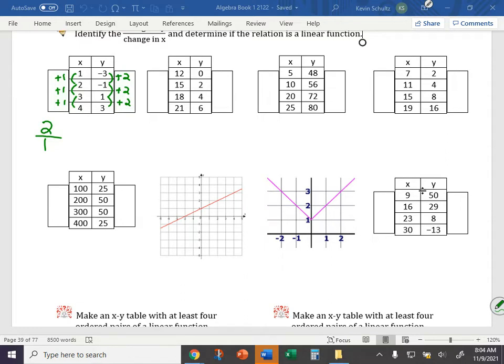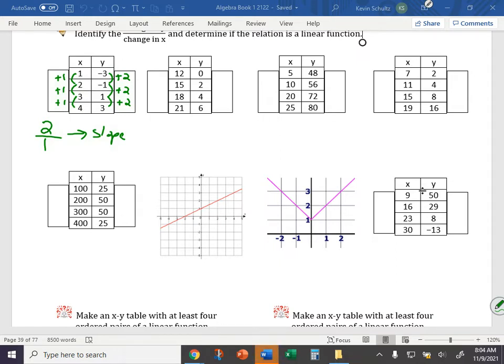The change in y is +2. The change in x is +1. This would be the slope. If we were to graph this on a coordinate plane, we could count up 2 and over 1, like you did last year probably, right? And go up the line using that slope.